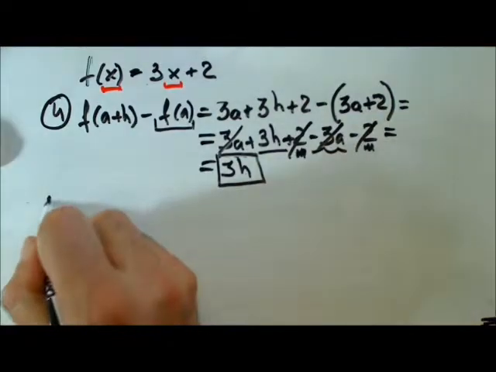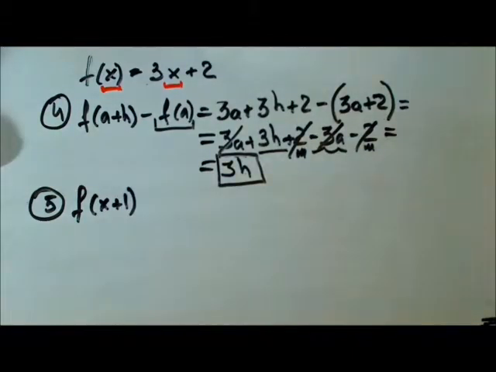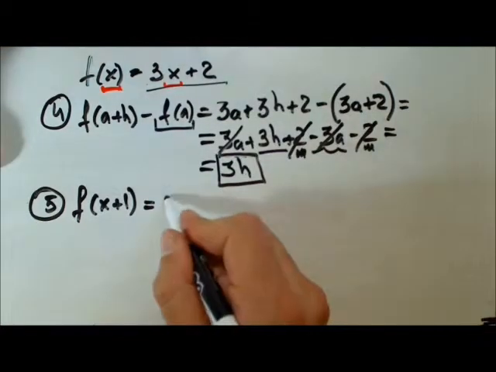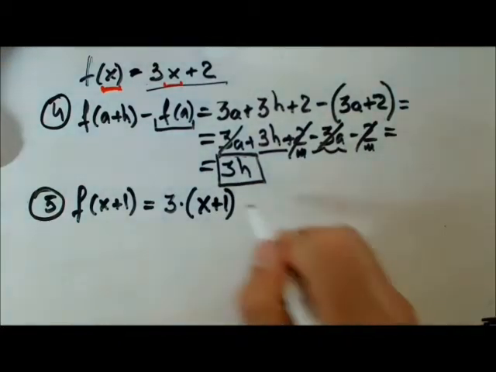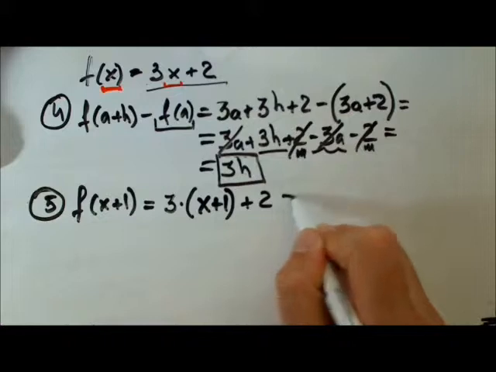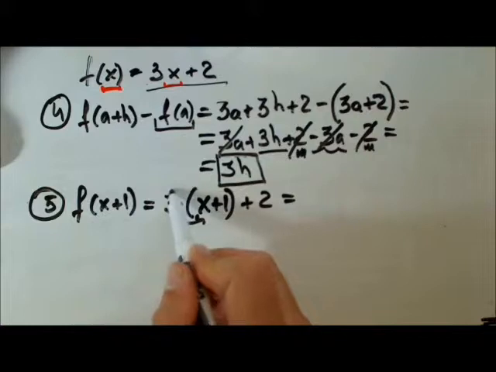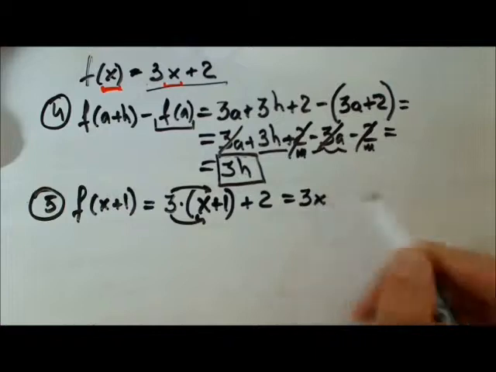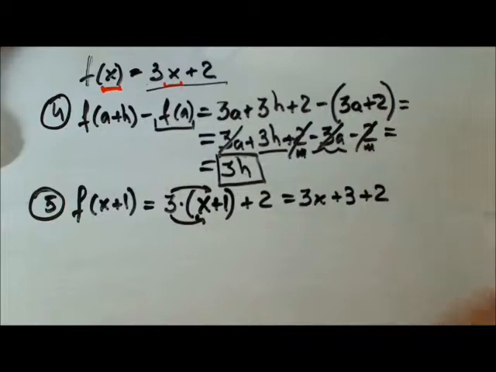Next problem is number 5. We have to calculate f of x plus 1. Again, plug in for the input in our original expression, which is 3 times our input, in our case x plus 1, plus 2. Using parentheses, you can see that we have to distribute the 3 over x and 1. 3 times x is just 3x, 3 times 1 is just plus 3, and plus 2.